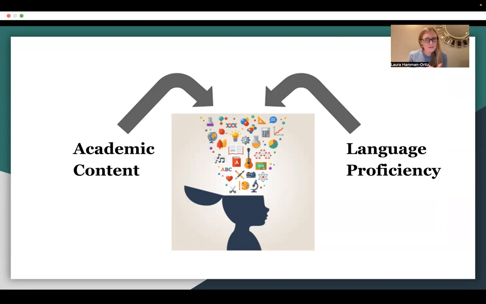So we know that the best way to support multilingual learners is to be thinking about the fact that they are simultaneously learning academic content as they develop language proficiency. And we know that it is very possible for multilingual learners to do both, but it does require teachers to think really intentionally about language, to set language objectives so that multilingual learners and all students are developing the language that they need to engage with grade level academic content.